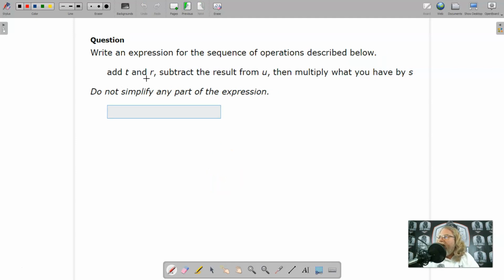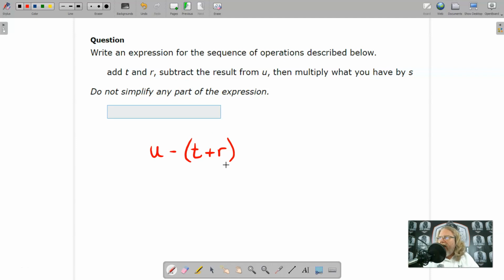Next is add t and r, subtract the result from u, then multiply what you have by s. And this is indeed our last problem. So let's add t and r. T plus r. Subtract the result from u. So let's go ahead and put it there together so we have it do that first. We're going to subtract the result from u. So that means u is what we're starting with, and we're taking away the quantity of t plus r. Then multiply what you have by s.